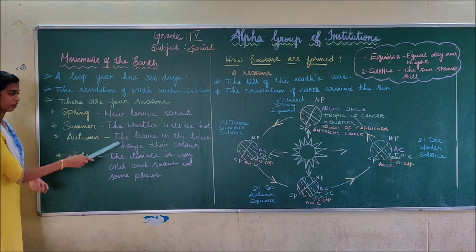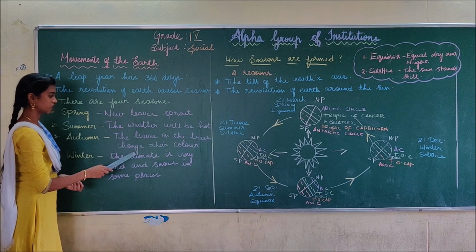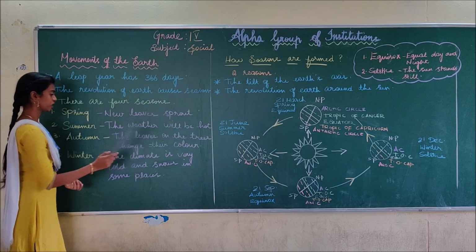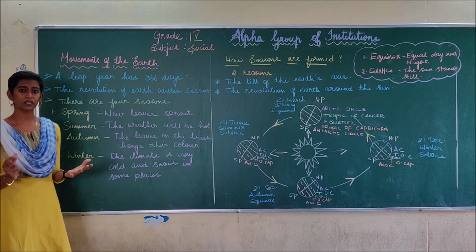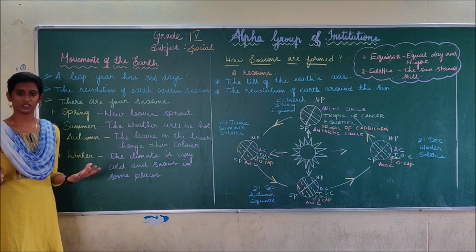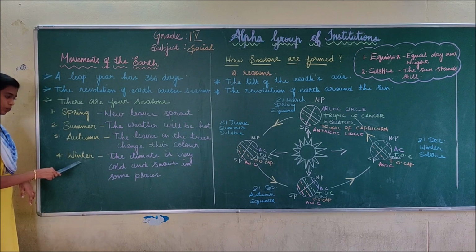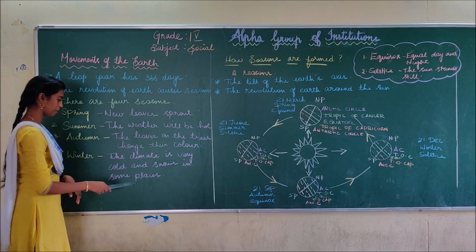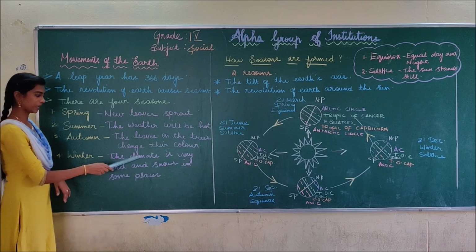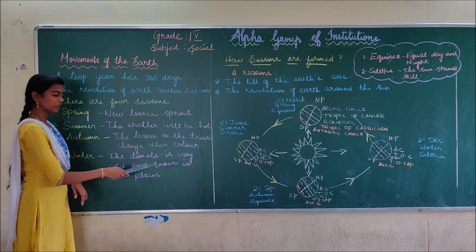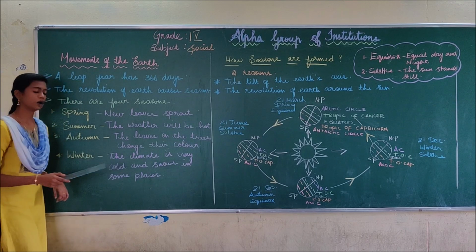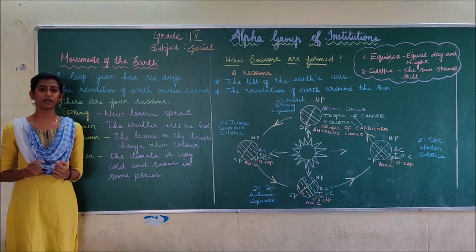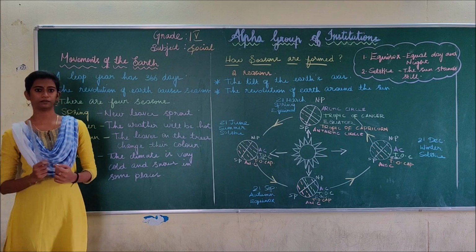Next, autumn. The leaves on the trees change their color. So, in autumn season, the leaves will be in different colors. Okay. At last, winter. The climate is very cold and it snows in some places. So how will the climate be? The climate will be very chill, very cold. Okay, and you can find snow in many places.